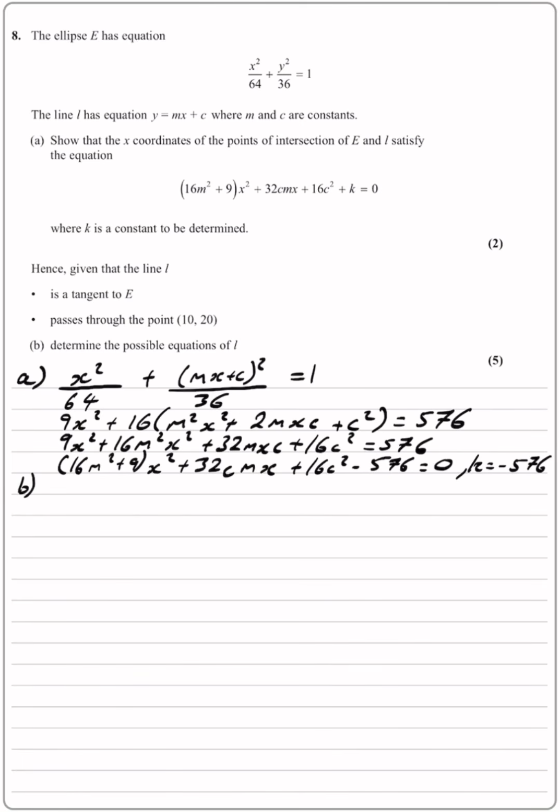Part B, we're told that the line is a tangent to E and that it passes through the point 10, 20. Well, it passing through the point 10, 20 is useful. It allows us to write c in terms of m, so c will be equal to 20 subtract 10m.